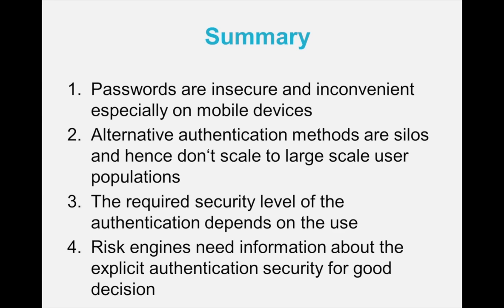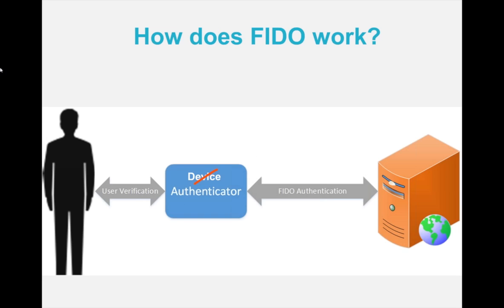And of course, the required security level of authentication depends on the use of the authentication. So on most existing systems, we have risk engines. These risk engines want to know how good the explicit authentication is. And this is very difficult today to feed good information into those risk engines. So they have to rely on a lot of additional parameters they gather from the system, like round-trip times or MAC addresses or IP addresses, whatever they can get, and derive some geolocation and other information from that.